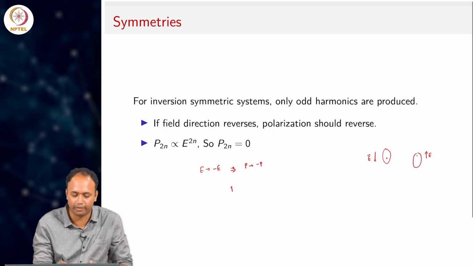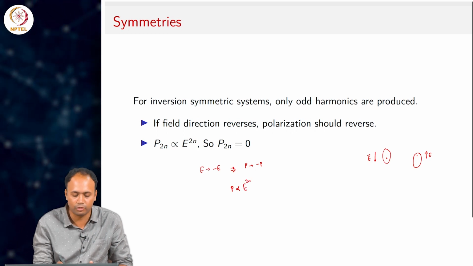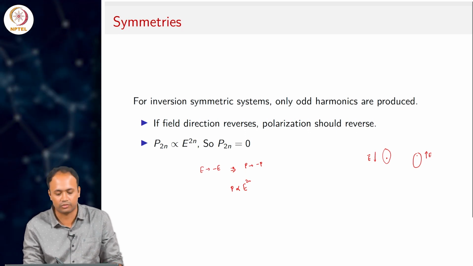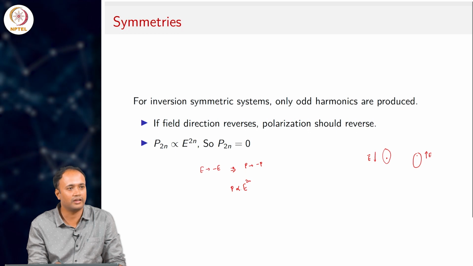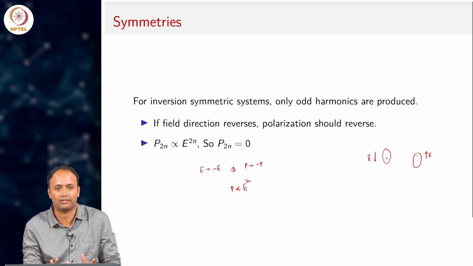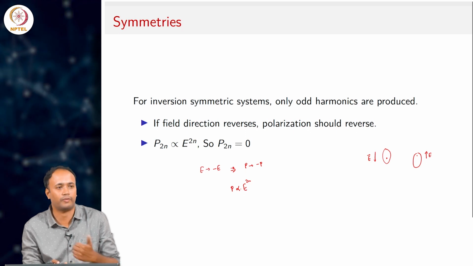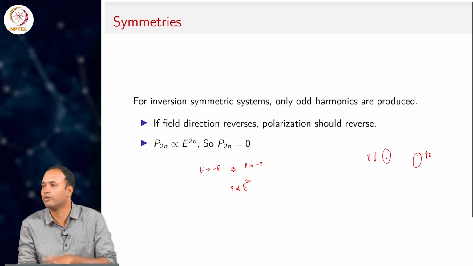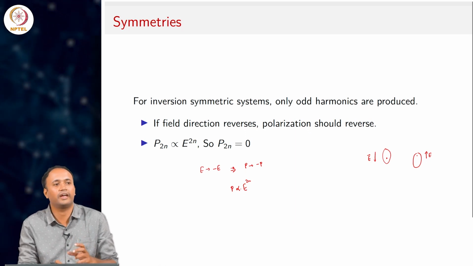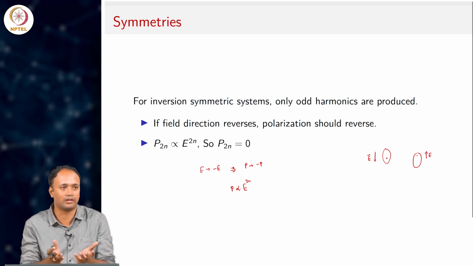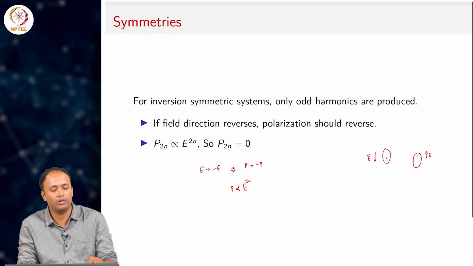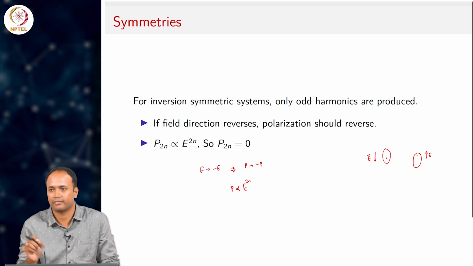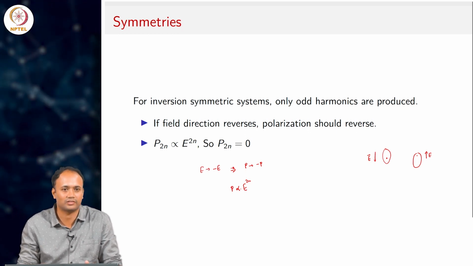But if I have P proportional to E to the power 2n, where n is an integer, the even power, that would correspond to the second order, fourth order, sixth order. Because I have E to the power 2n, the minus sign is cancelled out. Let's say I have E square. Then even if I swap the sign, P will still be proportional to E, but not to minus E. Now this can only happen if it is 0, right? That's why if I have an inversion symmetric system like a simple spherical atom, then all the even harmonics disappear for symmetry reasons. You cannot have those even harmonics.